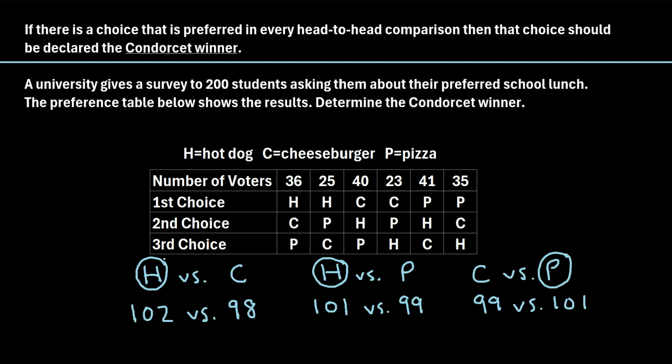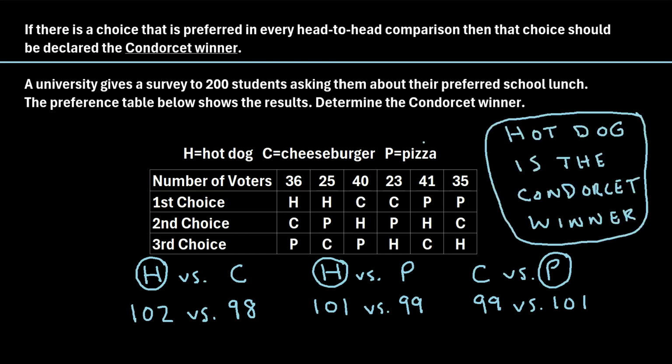So if we're just looking at these results, we can see that hot dog beats both cheeseburger and pizza in a head-to-head comparison, and it's the only choice that actually beats the other two choices head to head. So we would say that hot dog is the Condorcet winner. Recall that pizza was declared the plurality winner because it had the most first-place votes, but it turns out that hot dog is actually the Condorcet winner because it won the head-to-head comparisons versus both cheeseburger and pizza. So just keep that in mind. The plurality winner and the Condorcet winner could be two different winners, just depending on the results of the survey.